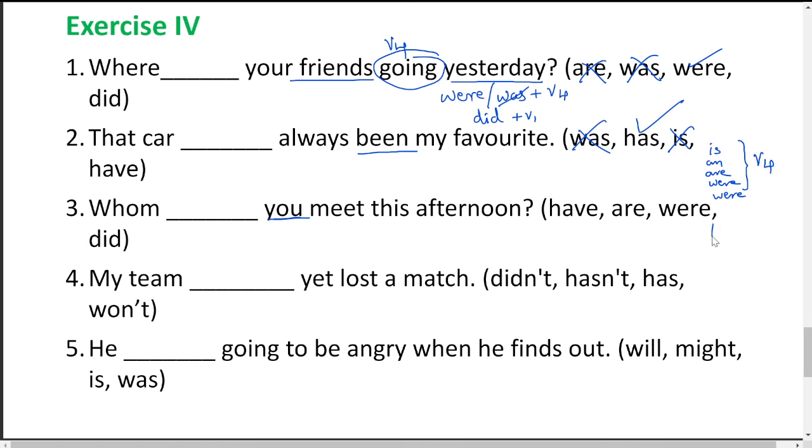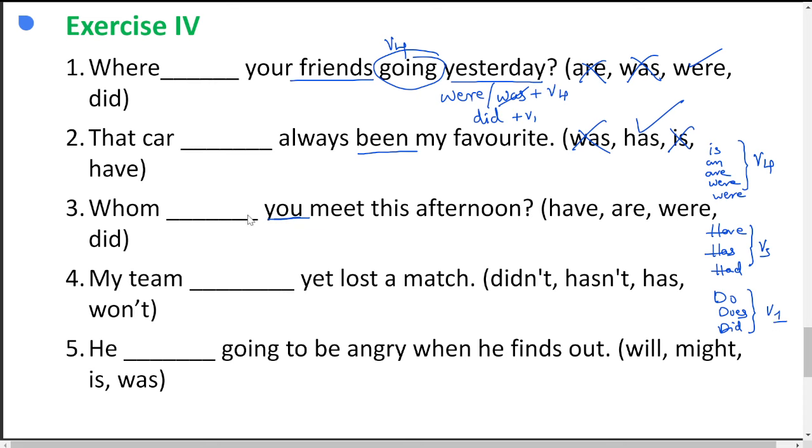Next one, when you are using have forms, that means have, has, had, they must be followed by v3. Next, do forms. Do forms means do, does, did, they must be followed by v1.